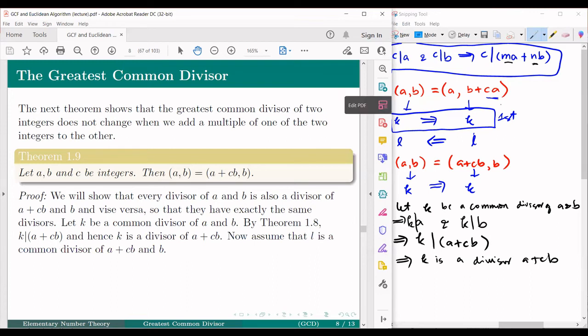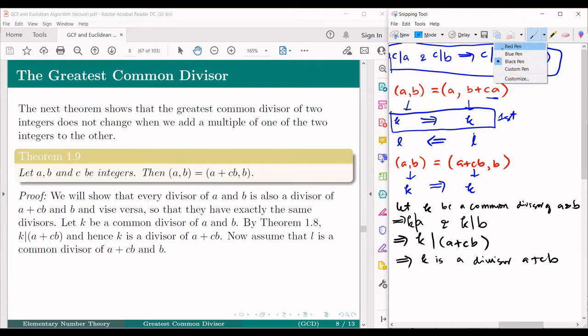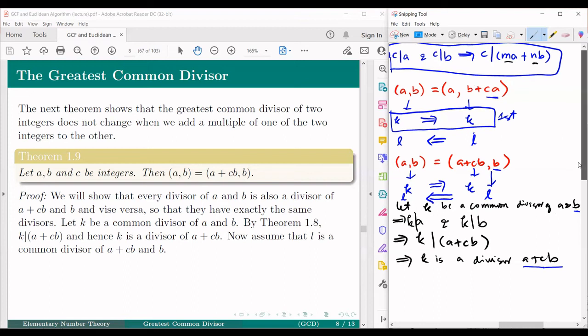Now, we're done with our first one. So we will be doing the second one. In our second, we let L be a divisor, and then we will show that L is a divisor for A and B. By the way, in our first one, because we let K be a common divisor of A and B, it suffices to show that K is a divisor of A plus CB. Why? Because K is a divisor for B already. So it suffices to show that K is a divisor of A plus CB. Now, that's it. So let's have the other way here.